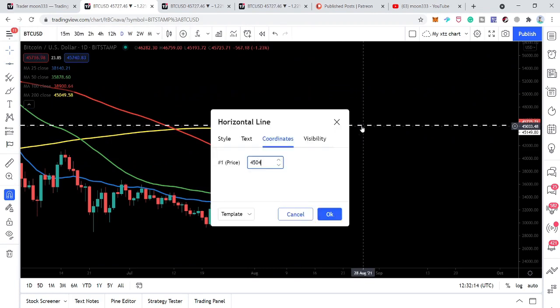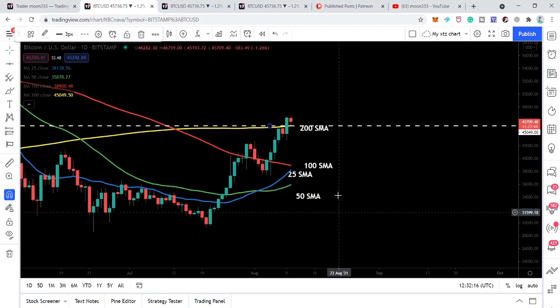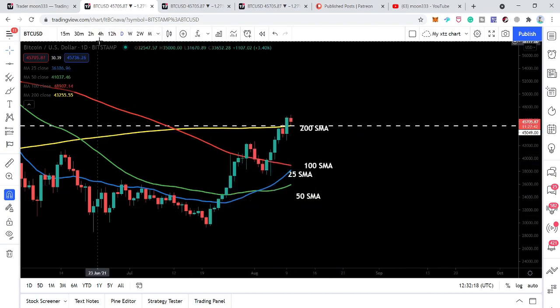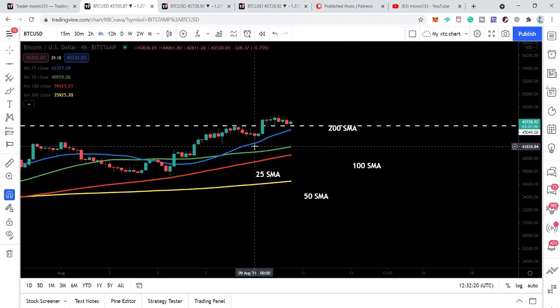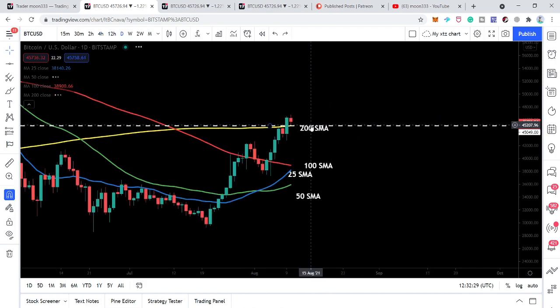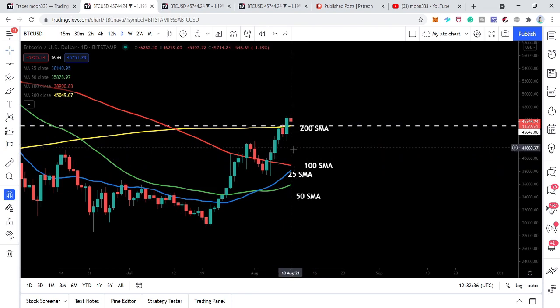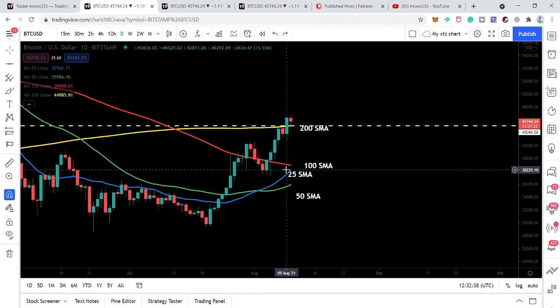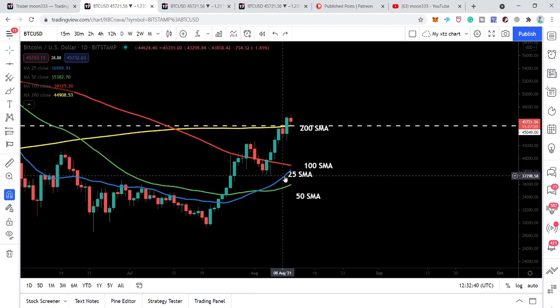If I place this trend line here at the same level, 45,049, and switch to the 4-hourly time frame chart, then we can see that we have already retested this 200 simple moving average. Now, after breaking out the 200 simple moving average, if we watch below it, this is also a very big development: we are going to receive a bull cross between the 25 and 100 simple moving averages.